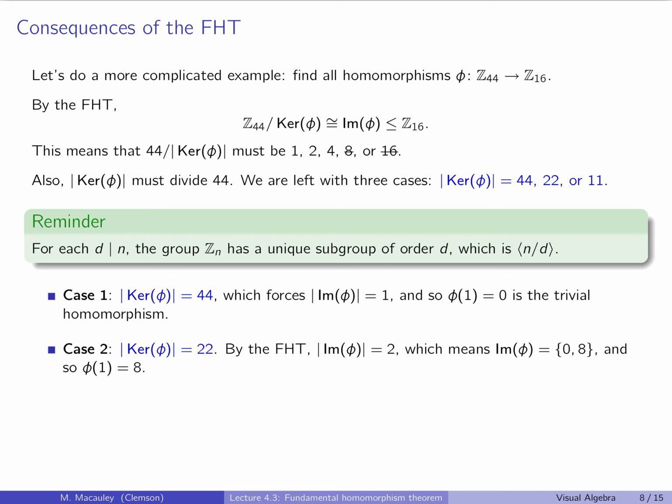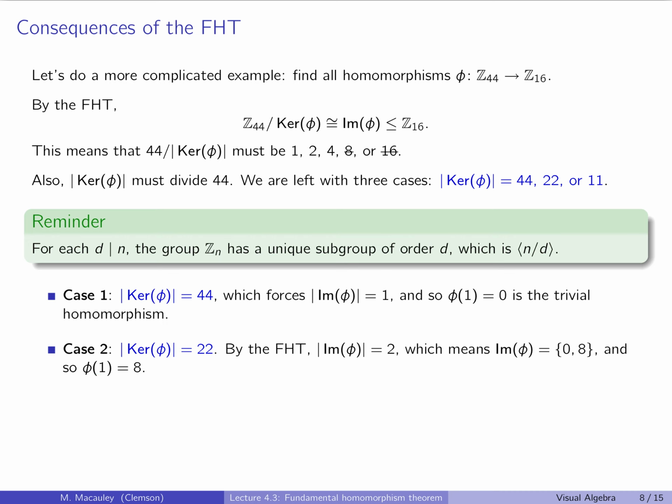In the second case, the order of the kernel is 22, so the order of the image is 2. There's only one subgroup of Z16 of order 2, which contains 0 and 8. That's why I put this reminder up here. Zn has a unique subgroup for each order that divides the size of the group. So if this homomorphism is not to be trivial, it must send the generator 1 to 8.